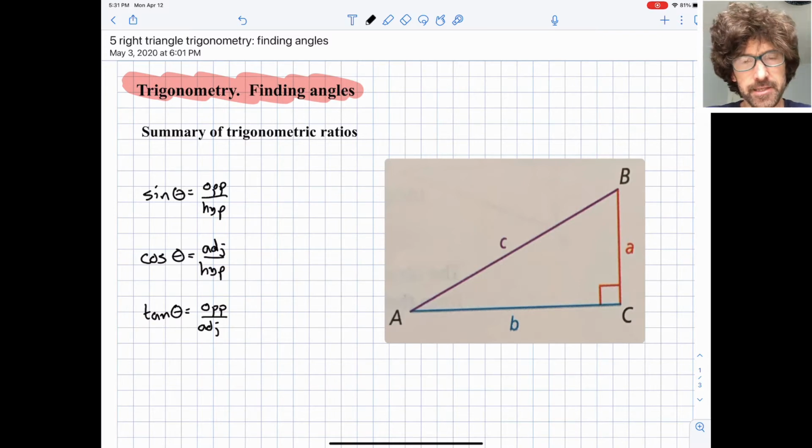Also, theta is never the right angle in the triangle. Theta is always one of the acute angles. So theta in the triangle shown here could be angle A, could be angle B.